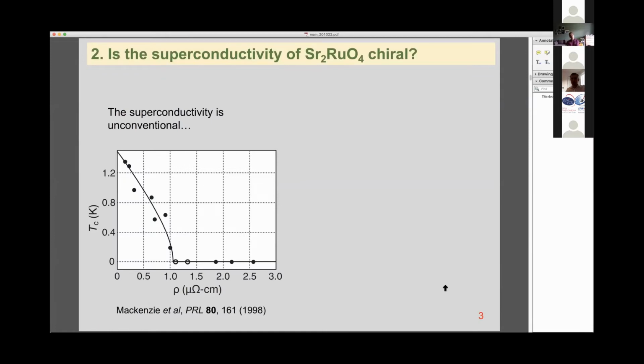So now onto the superconductivity of strontium ruthenate. It is without doubt unconventional. Tc is very strongly suppressed by residual impurities. If the mean free path is less than about 100 nanometers, then Tc falls to 0. This extreme sensitivity to impurities is characteristic of unconventional superconductors.